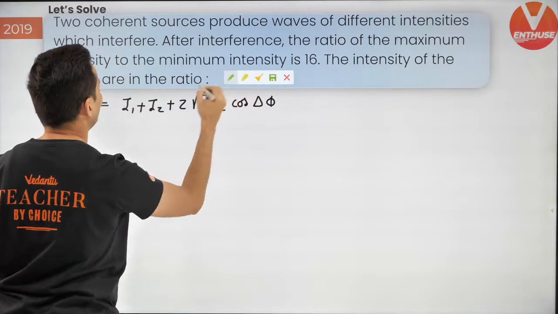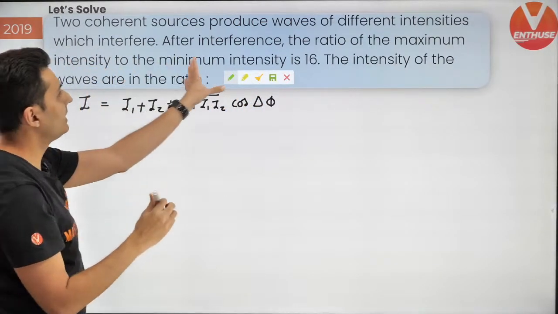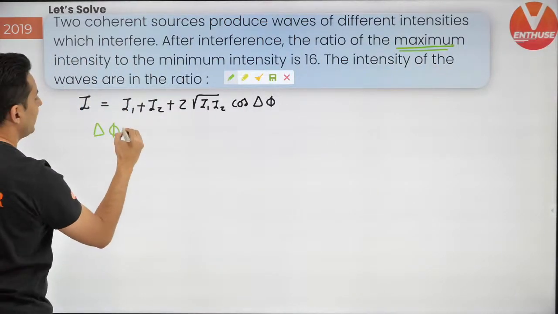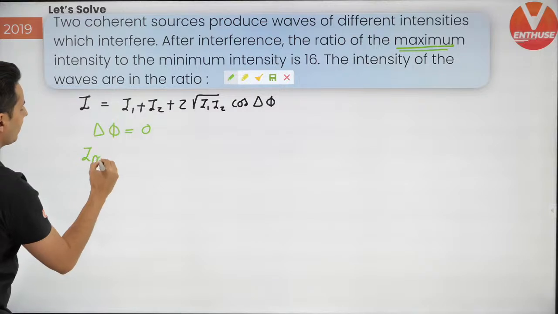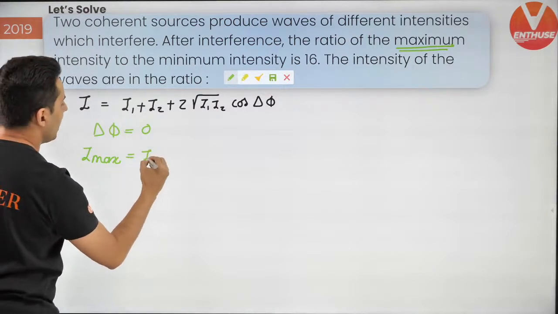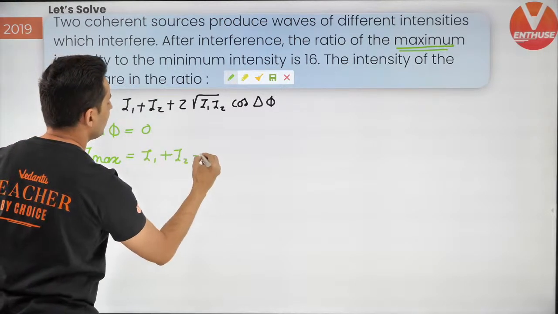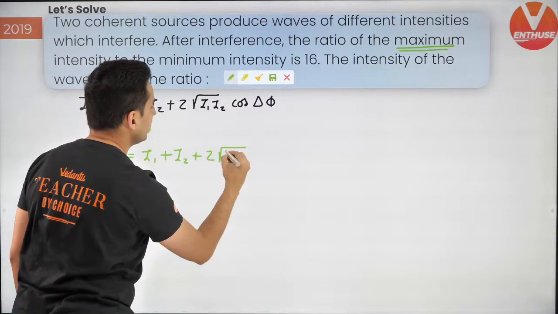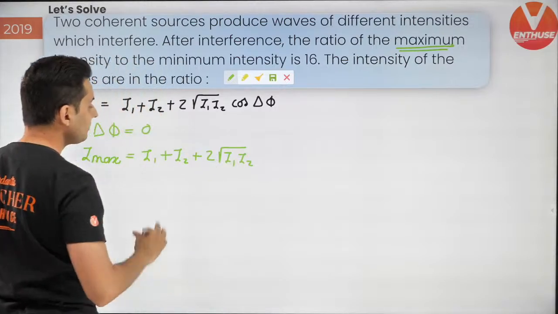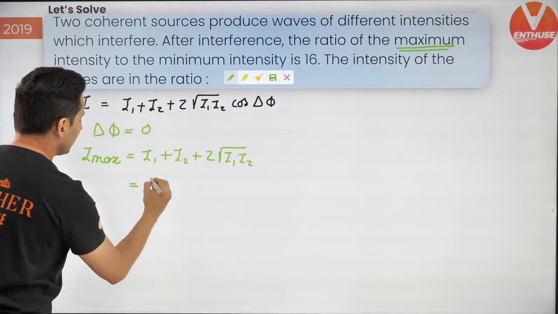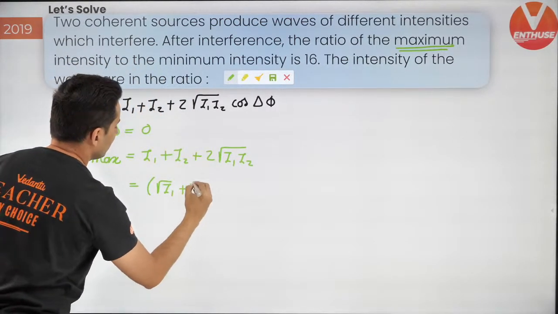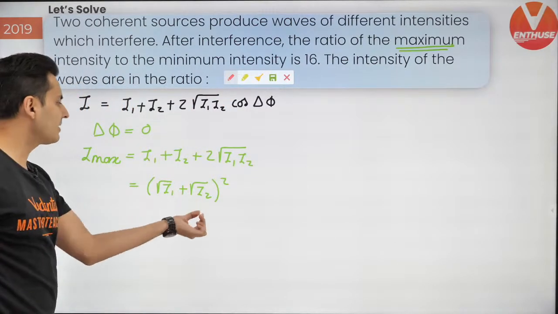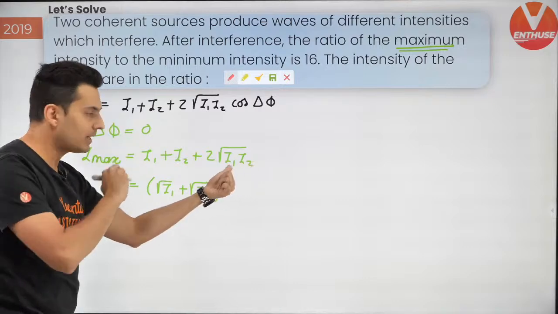Okay, cool. Now, let's say maximum intensity is produced. Maximum intensity means del phi is 0. So I max will be I1 plus I2 plus 2 root I1 I2 cos 0. Cos 0 is 1. That's what you're going to get, which is nothing but root of I1 plus root of I2 whole square. I hope this makes sense. A plus B whole square is going to give you this expression.